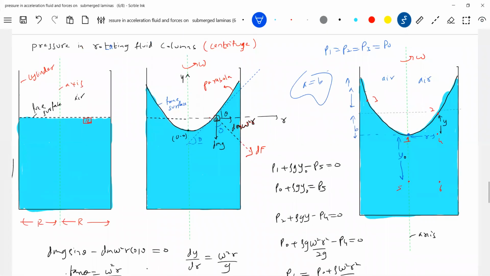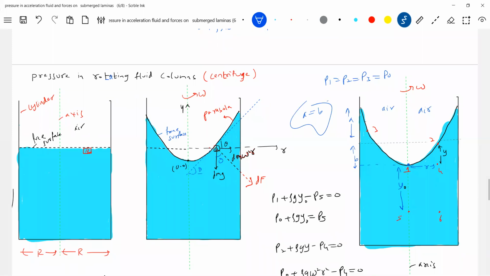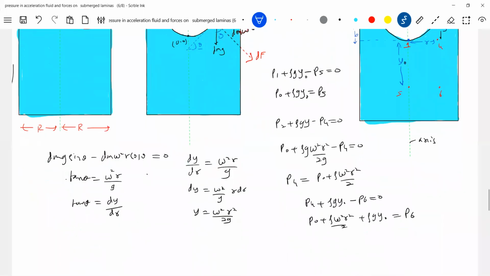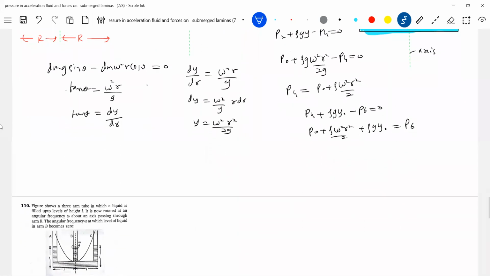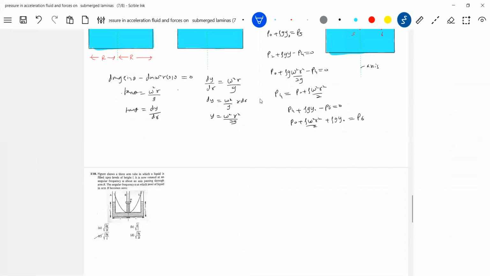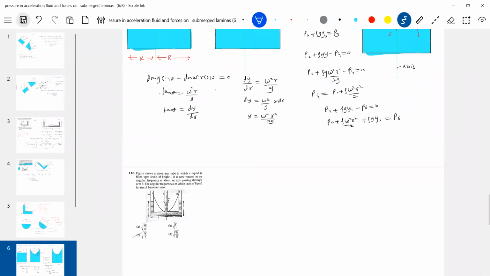And now, can it spill out here also? We'll just have some small discussion, then I'll come to the numericals. Here also, will it spill out in these situations?